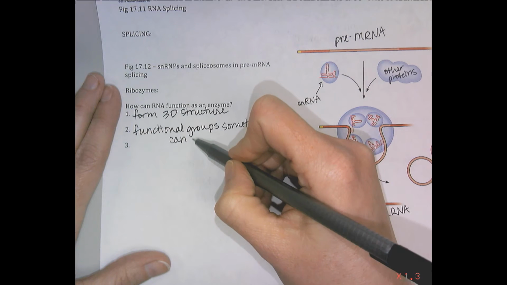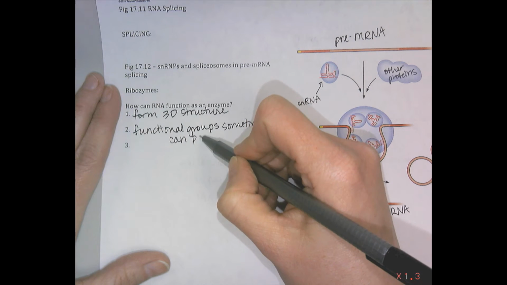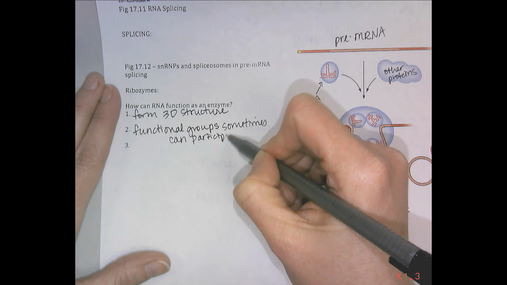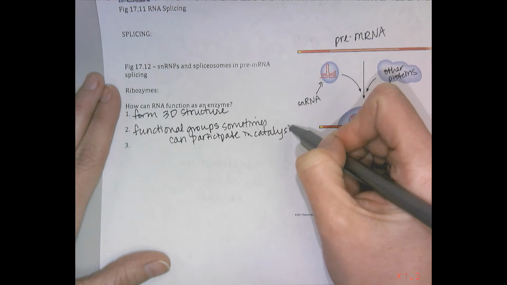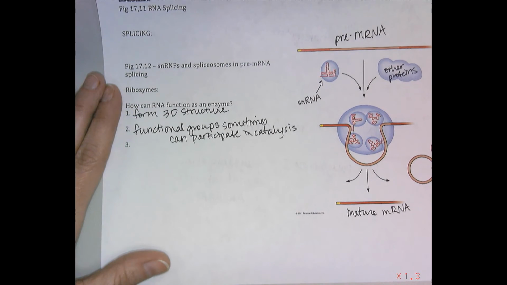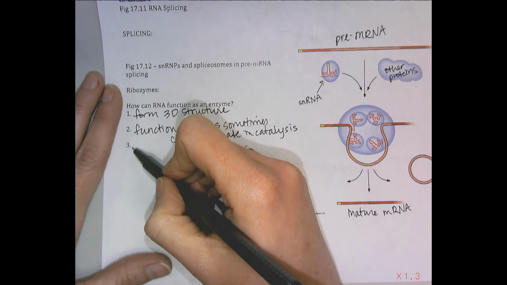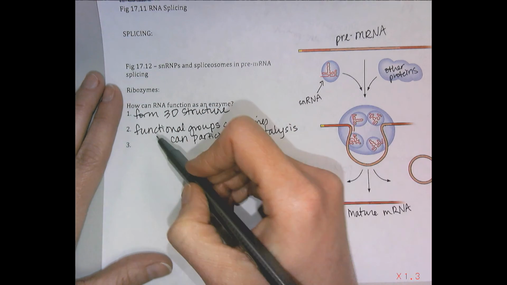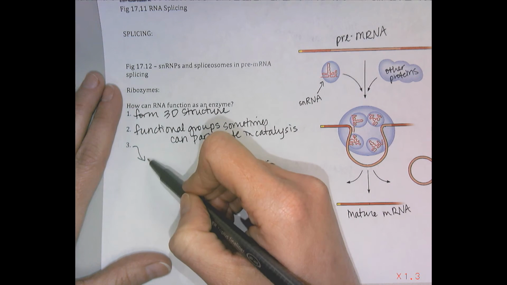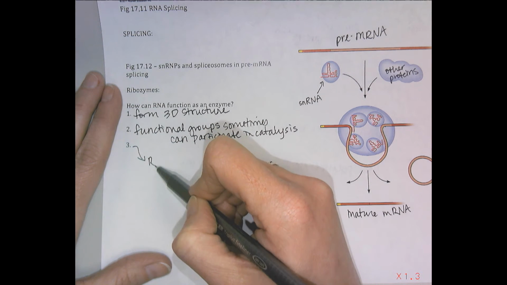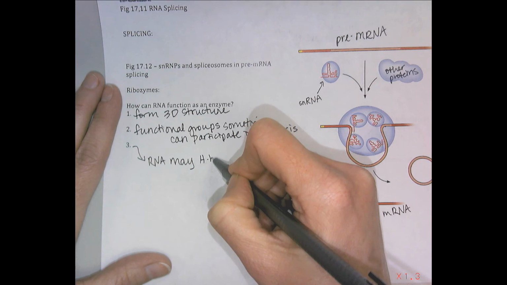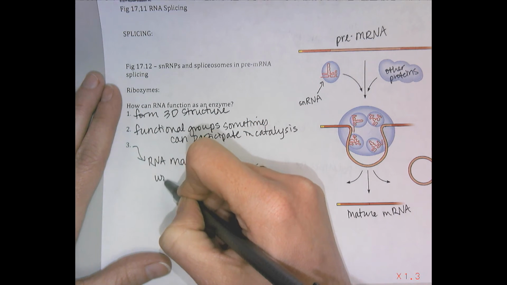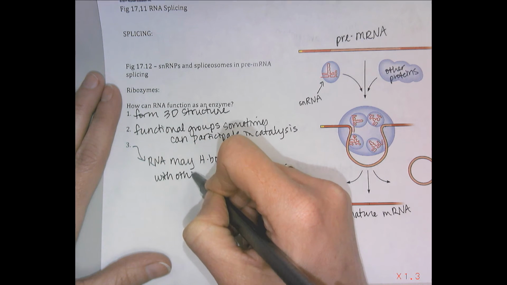catalysts for reactions, can participate in catalysis. And lastly, sometimes RNA may hydrogen bond with other nucleic acids. I ran out of room here, sorry. So RNA may hydrogen bond with other nucleic acids.